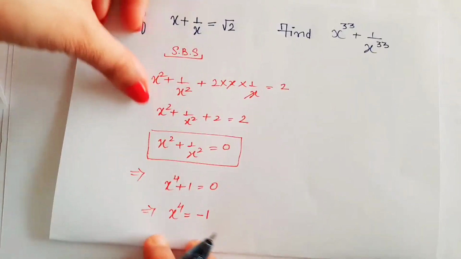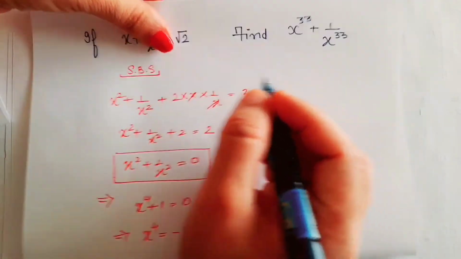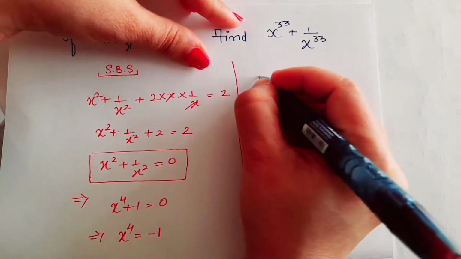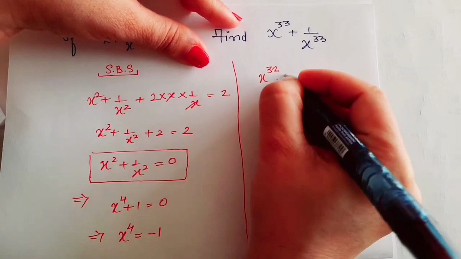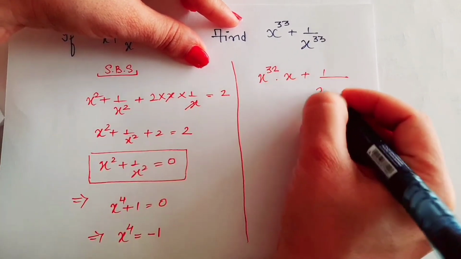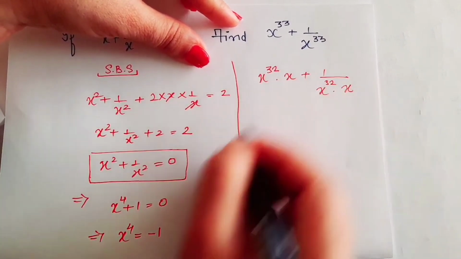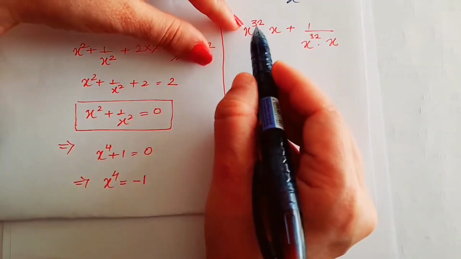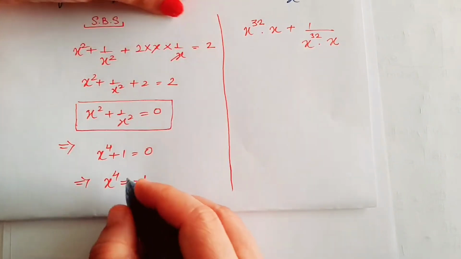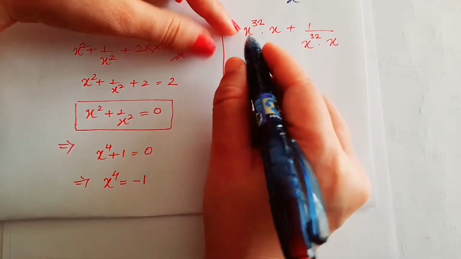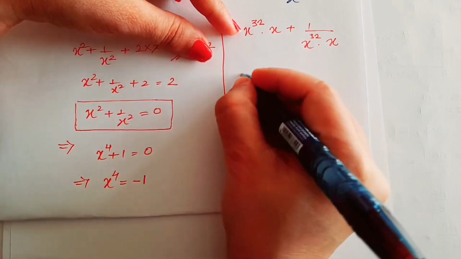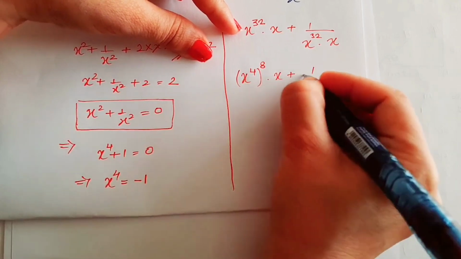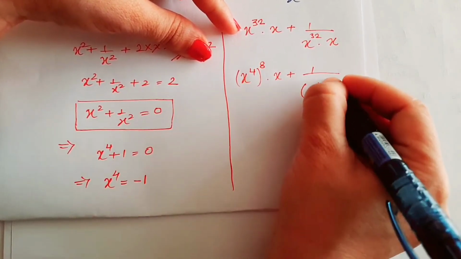Okay. So now we have x raised to power 33 plus 1 upon x raised to power 33. So can we write it as x raised to power 32 into x plus 1 upon x raised to power 32 into x. Okay. So why are we writing it as x raised to power 32? Whatever we will get here, we will express this term in that power. So how? X raised to power 4 into 8, we can write it like this: x raised to power 4 raised to power 8.